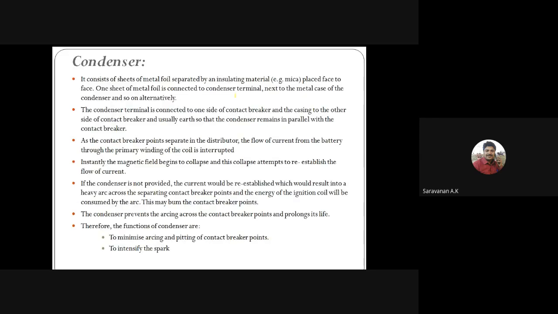Then the condenser, right? The main function of the condenser is to minimize the arcing or pitting of the contact breaker, and it will intensify the spark, right? Why we use the condenser: if the spark is more, it will be condensed, then the required amount of voltage will be given to the spark plug. Intensifying the spark is also a function of the condenser.